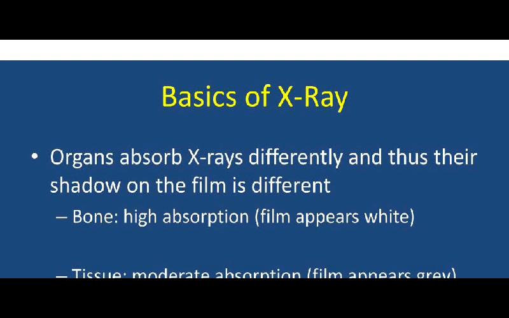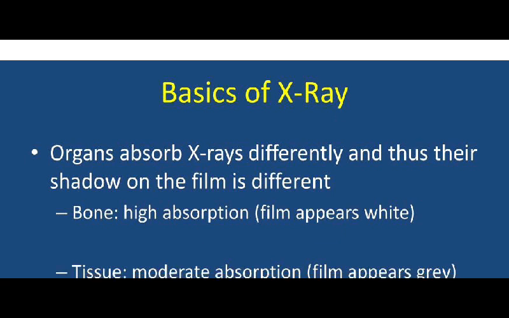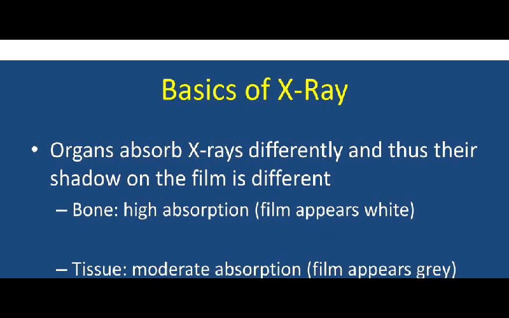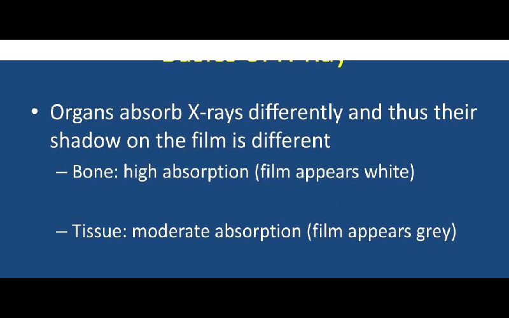For example, bone has a high absorption, as we said, and appears white. Soft tissues have moderate absorption, and that's why some of them appear gray, some of them appear a kind of whiter than the others. But it is moderate. It is between the denser structures and the less dense structures like air and the rest.